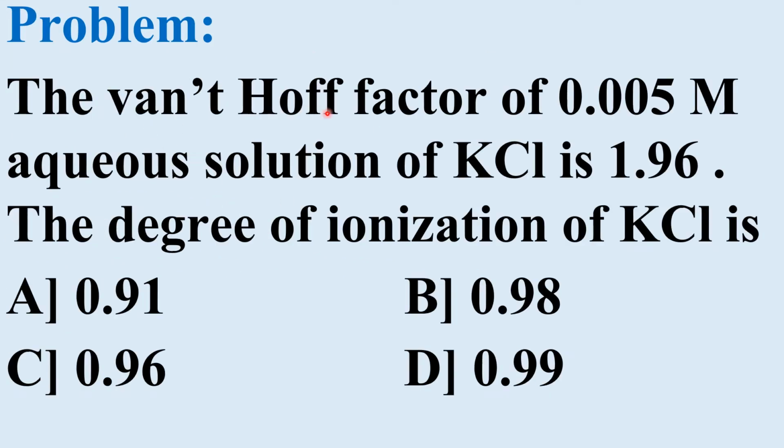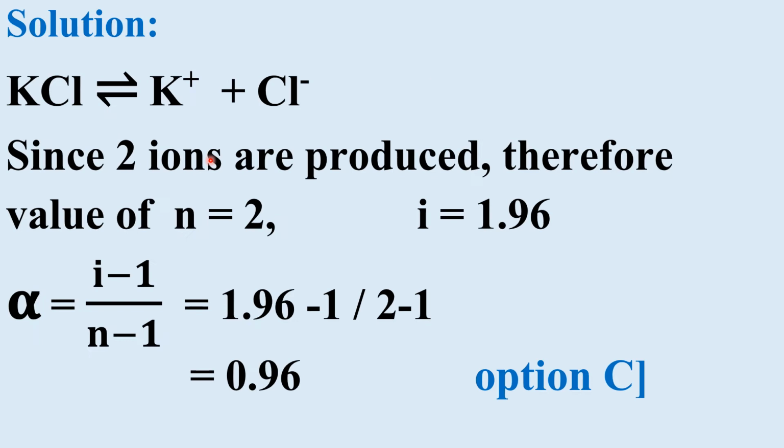The Van 't Hoff factor of 0.005 molar aqueous solution of KCl is 1.96. The degree of ionization of KCl is option A 0.91, option B 0.98, option C 0.96, option D 0.99. KCl ionizes to give K plus and Cl minus. Since two ions are produced, K plus and Cl minus, therefore value of n is equal to 2.